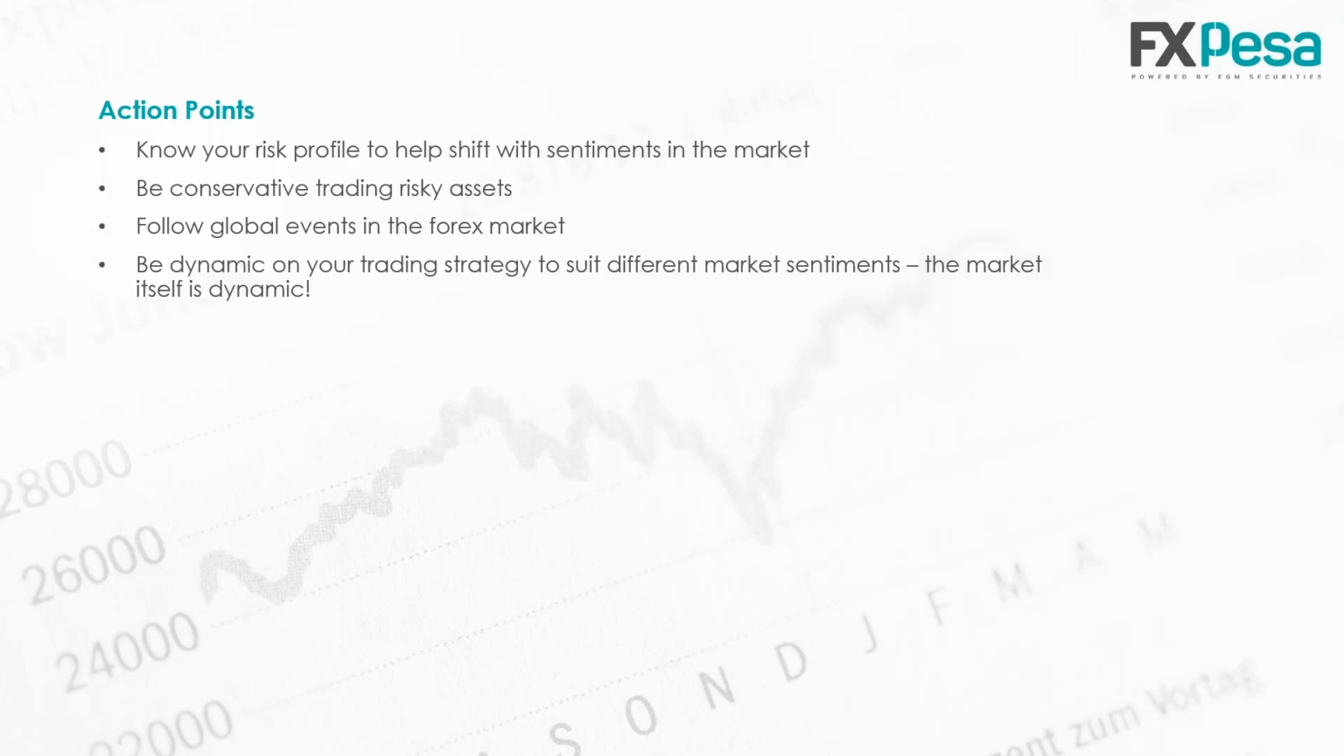That will help you. Be dynamic in your trading strategy to suit different market sentiments, because the market itself is dynamic. You don't want to get stuck to the same trading strategy. Even when there is very high volatility, you're sticking to the same trading strategy. When the volatility goes down, you're still using the same trading strategy. Of course, at some time it will be giving you better returns, and sometimes it will be giving you low returns because you're not adjusting to the changing market dynamics, right?